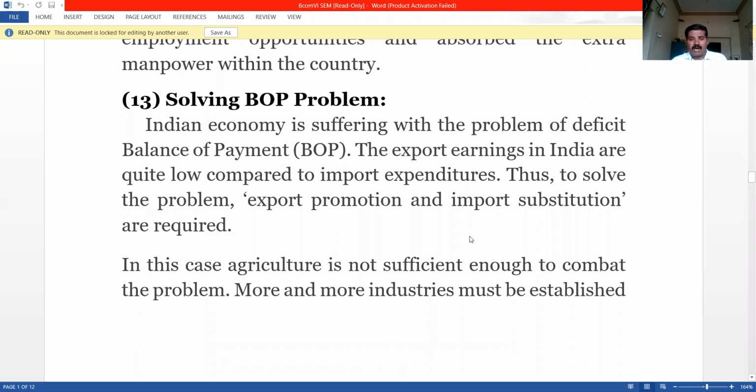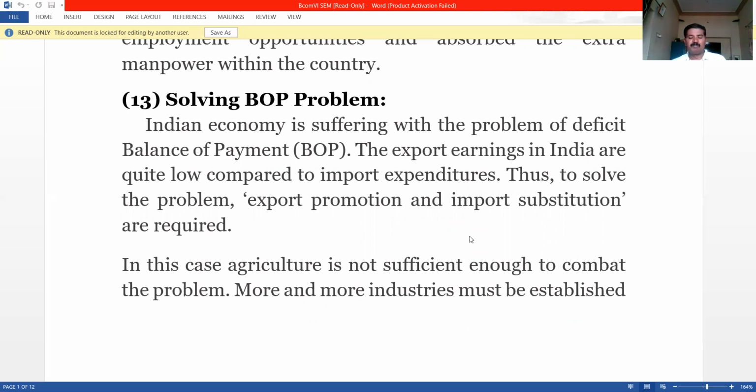Next one, solving the balance of payment problem. The Indian economy is suffering from the problem of a deficit balance of payments. The export earnings in India are quite low compared to the import expenditures. Thus, to solve the problem, export promotion and import substitution are required.